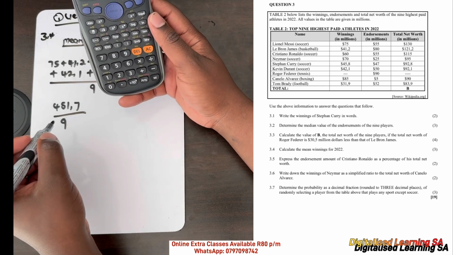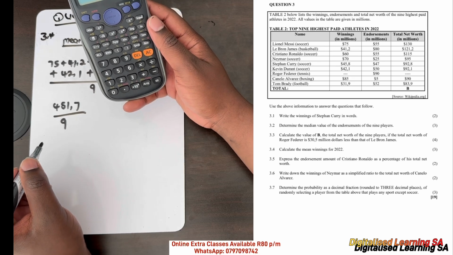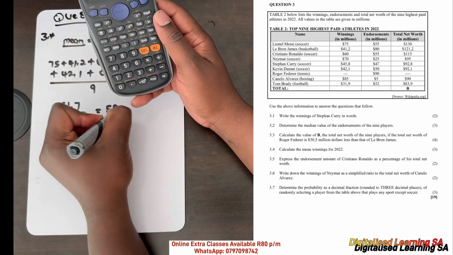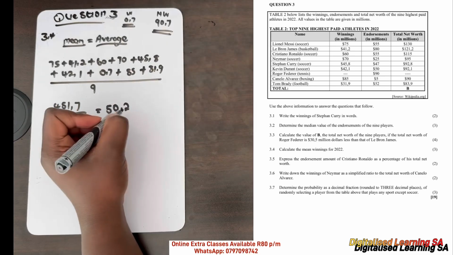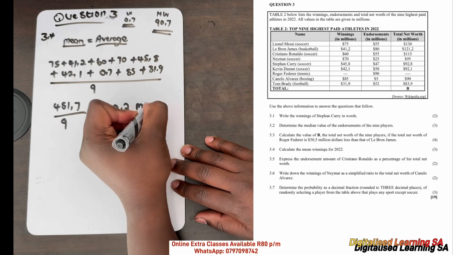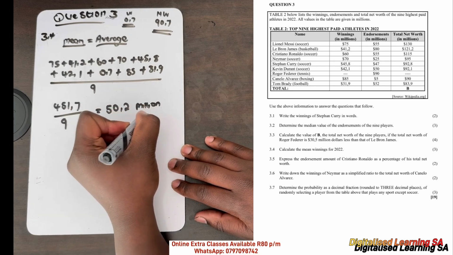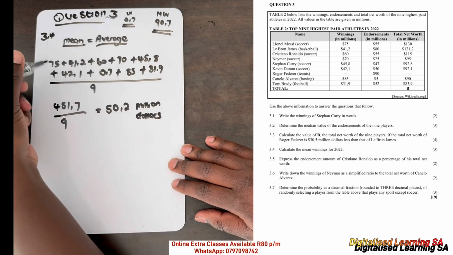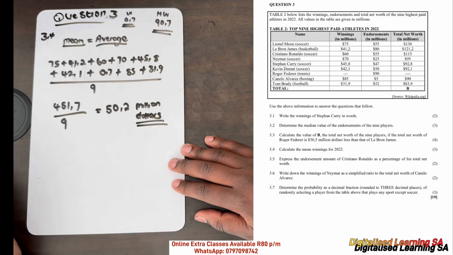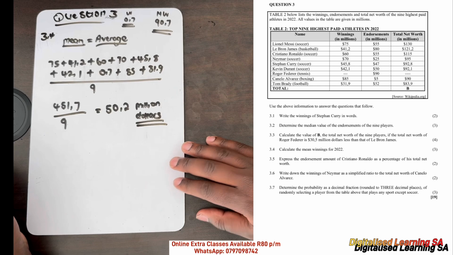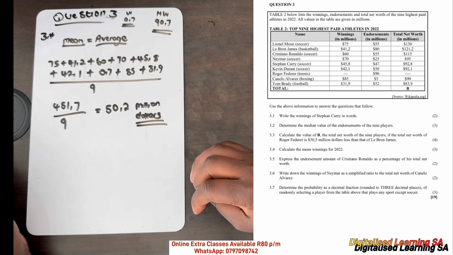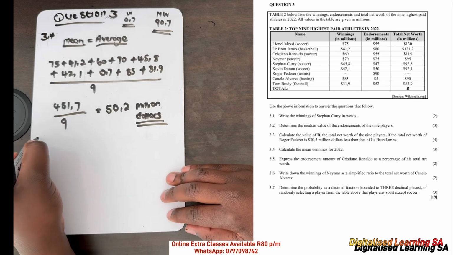Meaning that our mean equals 50.2. So this is $50.2 million. Remember, all our values are given in millions. That's why we have to say $million. Okay, so now that brings us to the end of question 3.4, and let's move to question 3.5.